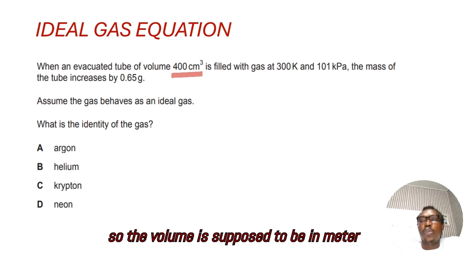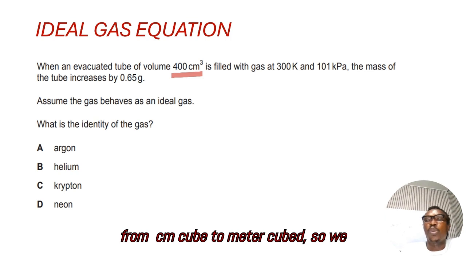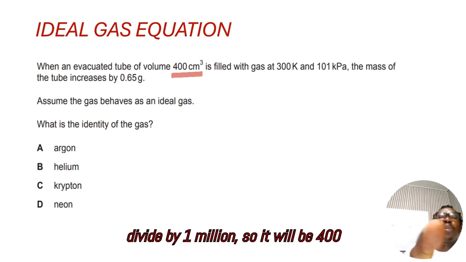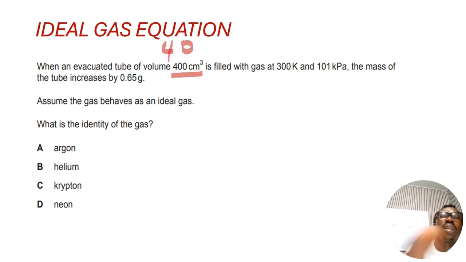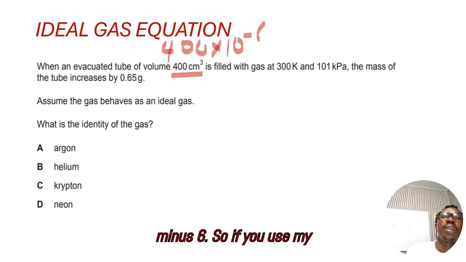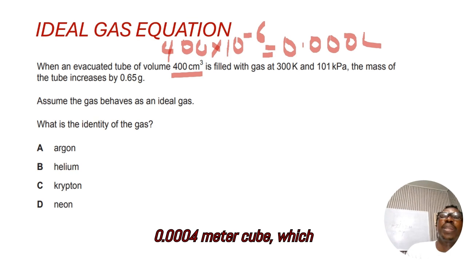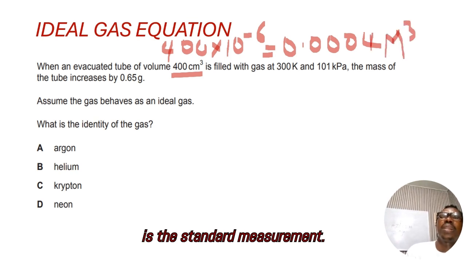The volume is supposed to be in meter cube, so we'll convert it from cm³ to m³. We'll divide by 1 million, so it will be 400 multiplied by 10 to the power minus 6. If I use my calculator, you get 0.0004 m³, which is the standard measurement.